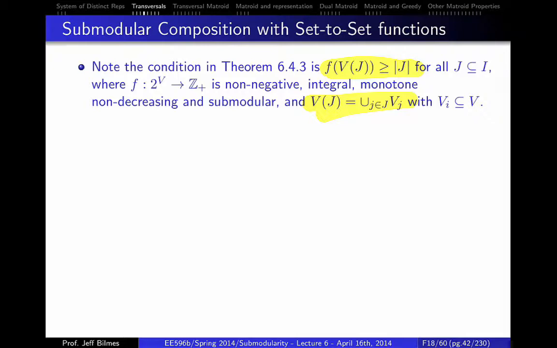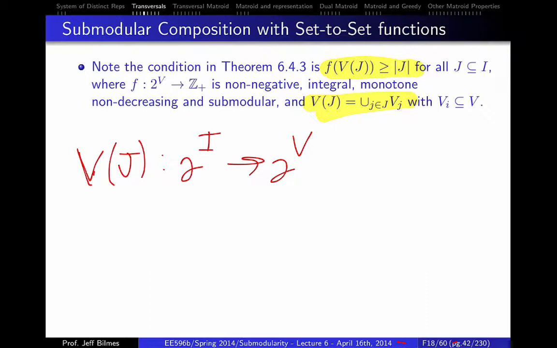So this function can be seen. I don't know if I have this in the next slide. Let me see. When you look at this function here, so v of j is really a function that maps from 2 to the I to 2 to the V. Right. It's a function that maps from subsets of I to subsets of V. And so it's therefore reasonable to use as something to compose within a submodular function.